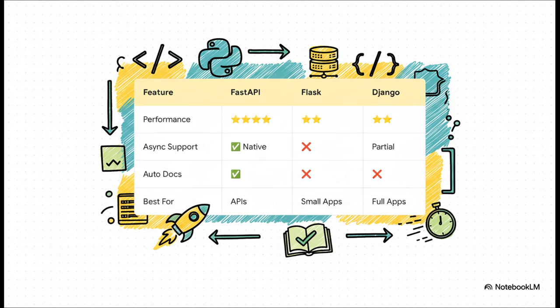So let's just put it all together in one place. You can see right here in this table where everything stands. For sheer performance, native async support, and auto documentation, FastAPI is just in its own league. Now, Flask is still amazing for smaller apps, and Django is an absolute beast for huge full-stack web applications. But for APIs and microservices, FastAPI has really become the new king.